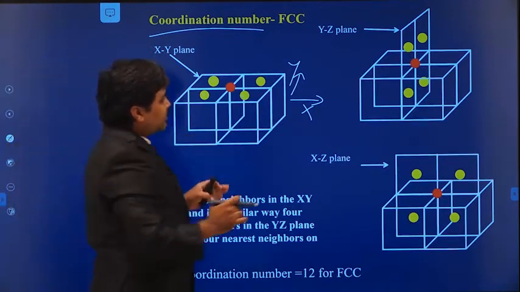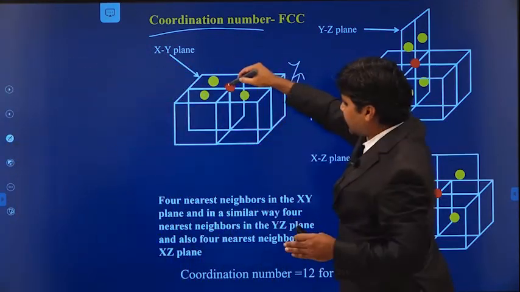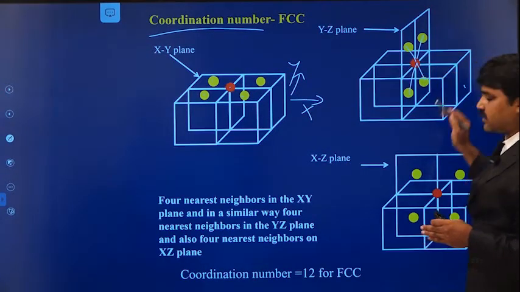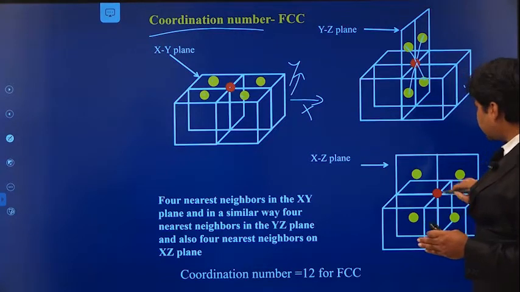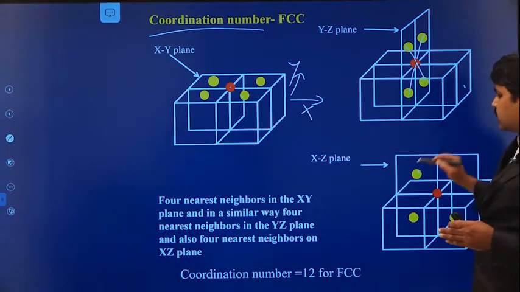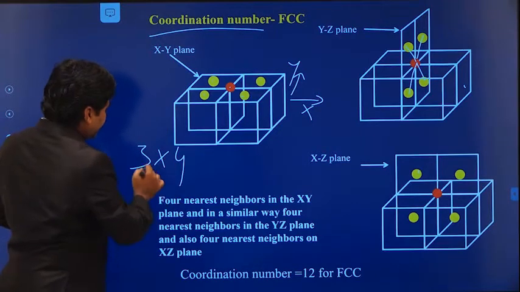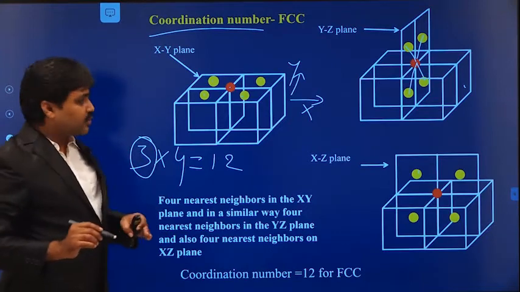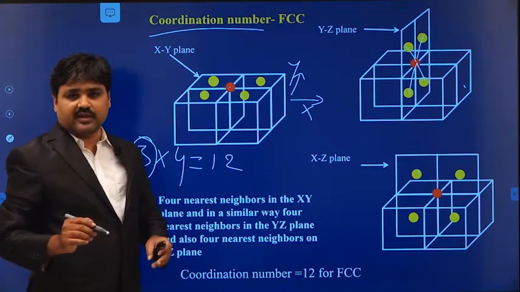And if we come to the yz plane, for the same corner atom, there are four nearest neighbors in the yz plane. And in the case of the xz plane, you have another four nearest neighbors. Totally, each plane contains four atoms, and there are three planes. Total that is equal to 12 nearest neighbors. So the coordination number will be equal to 12 for the FCC crystal.